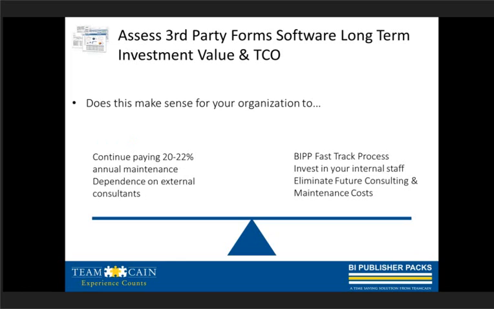Okay, I know we've got about 10 minutes left before the top of the hour, so we'll quickly run through a few of these. This is just a slide looking at a quick ROI on how you can save that 20 to 22% annual maintenance on maybe another third-party tool. The BI Publisher embedded version that Rain talked about, of course, is free or included, we'll say. No such thing as a free lunch, but included in your JDE license. So eliminating those future consulting costs and the maintenance piece.